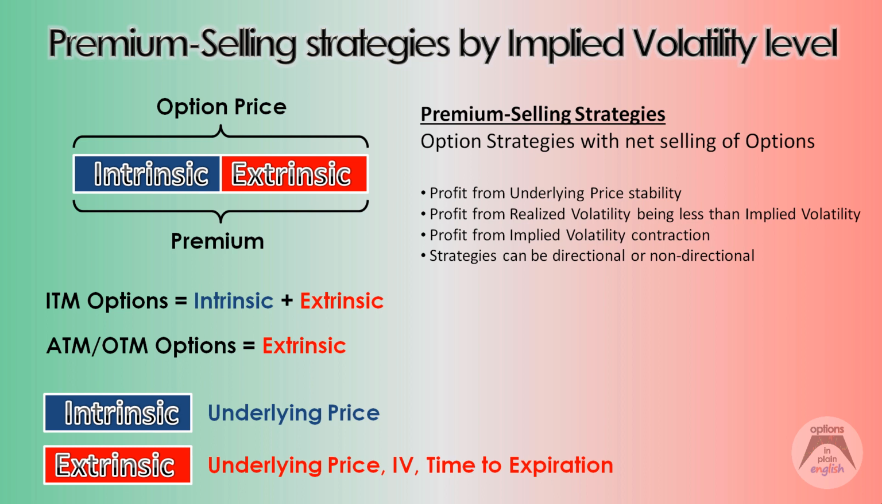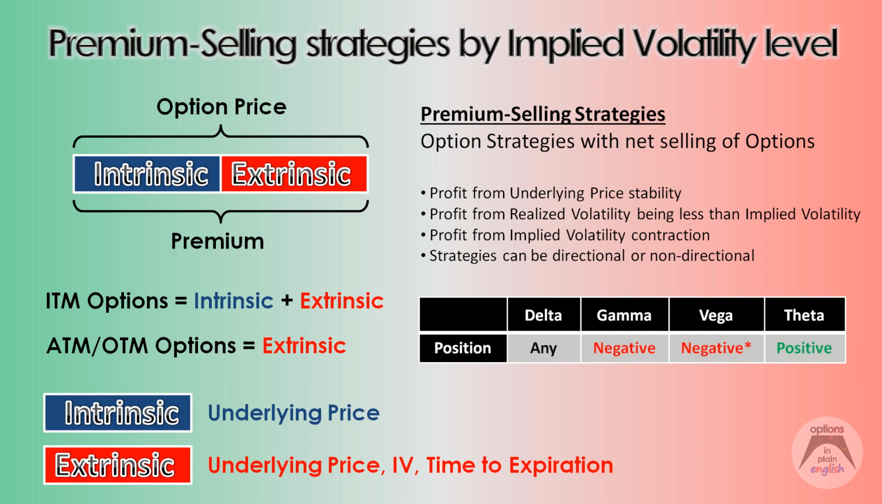These strategies can be directional or non-directional. What we call delta neutral strategies are the non-directional strategies. But we can also have premium selling strategies that are directional, for example, selling a put, selling a call spread, selling a put spread, etc.